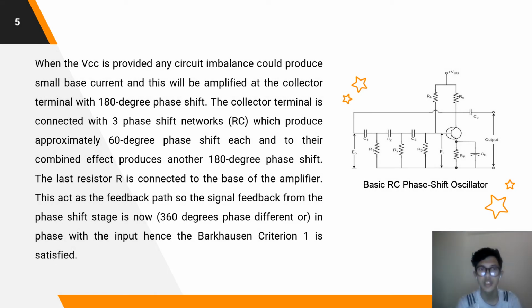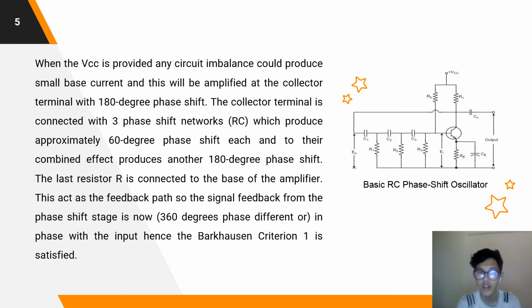Next, when VCC is provided, any circuit imbalance could produce a small base current and this will be amplified at the collector terminal with a 180-degree phase shift. The collector terminal is connected with 3 RC phase shift networks, which produce approximately 60-degree phase shift each, and their combined effect produces another 180-degree phase shift.